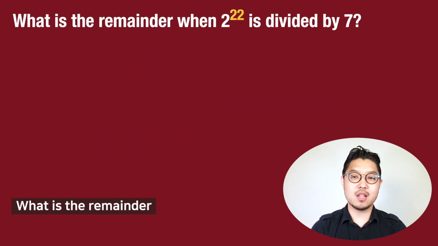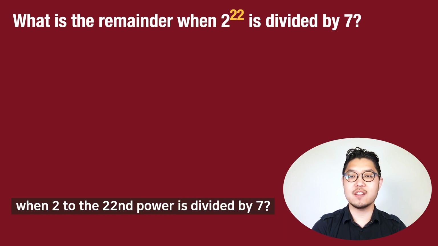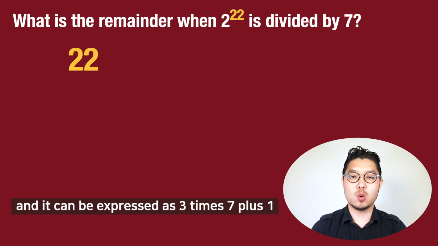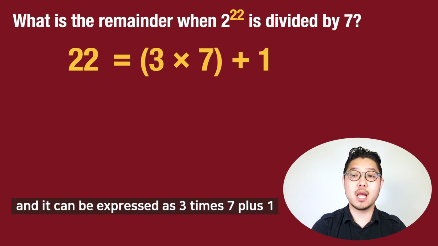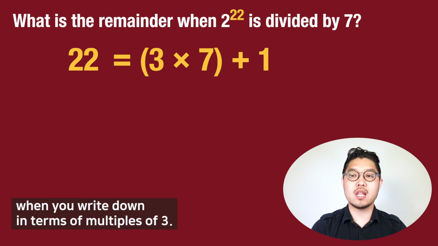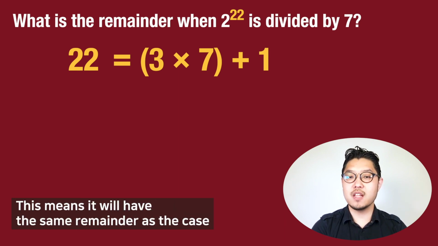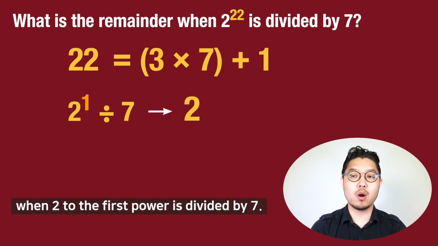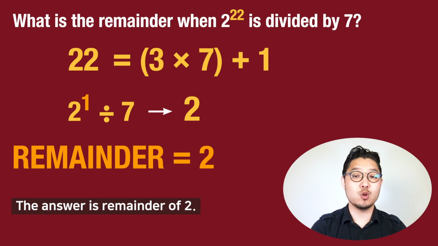What is the remainder when 2 to the 22nd power is divided by 7? The power is 22 and it can be expressed as 3 times 7 plus 1 when you write it in terms of multiples of 3. This means it will have the same remainder as the case when 2 to the first power is divided by 7. The answer is a remainder of 2.